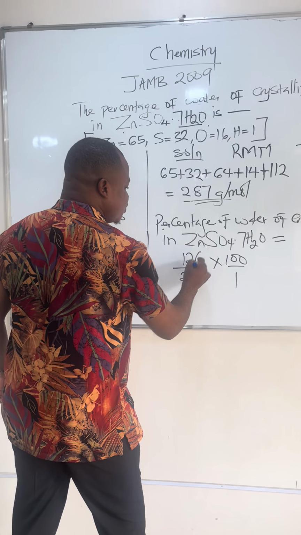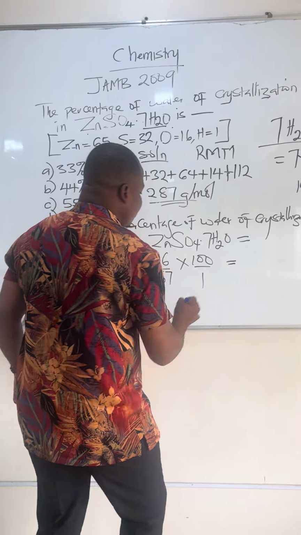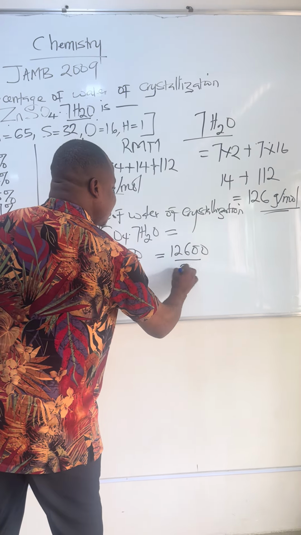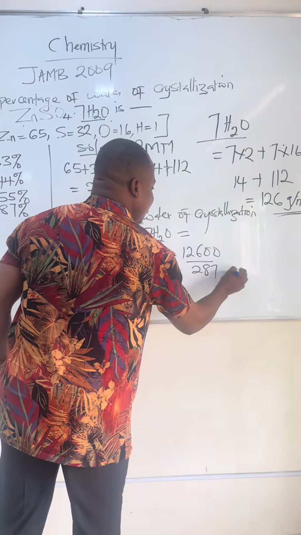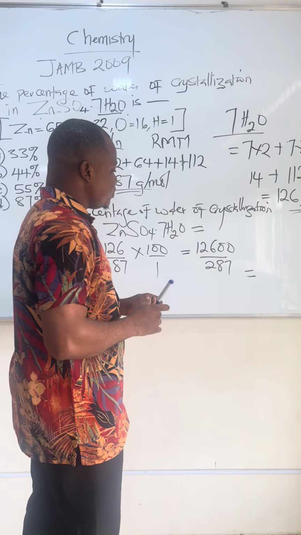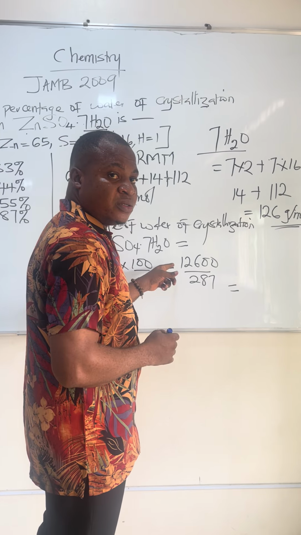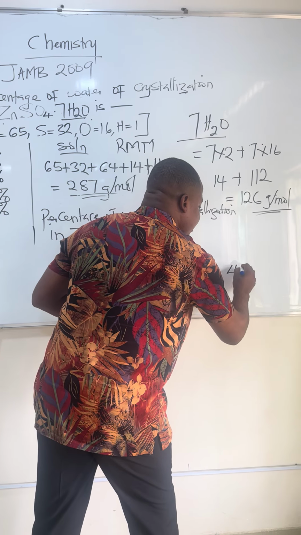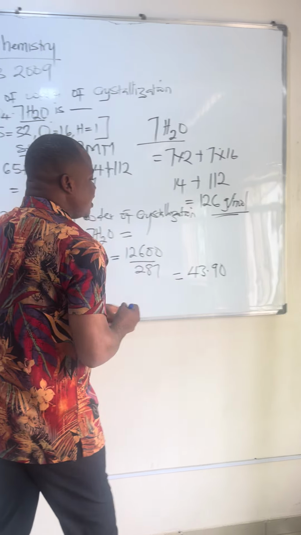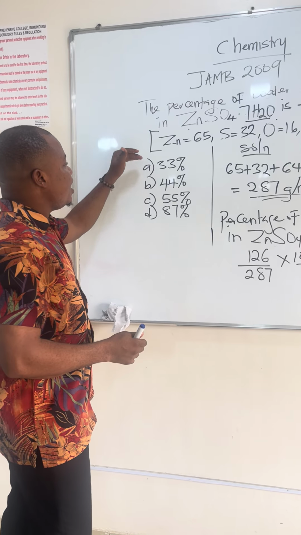Now, 126 times 100, we have 12,600. 12,600 divided by 287 is equal to what? It is 43.902. Now, 43.90. Look at our options.